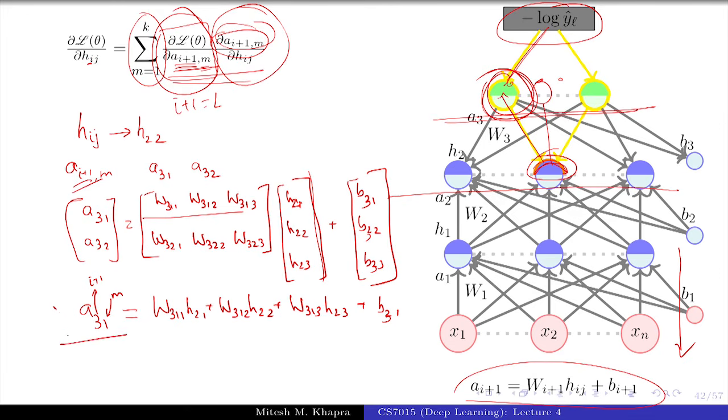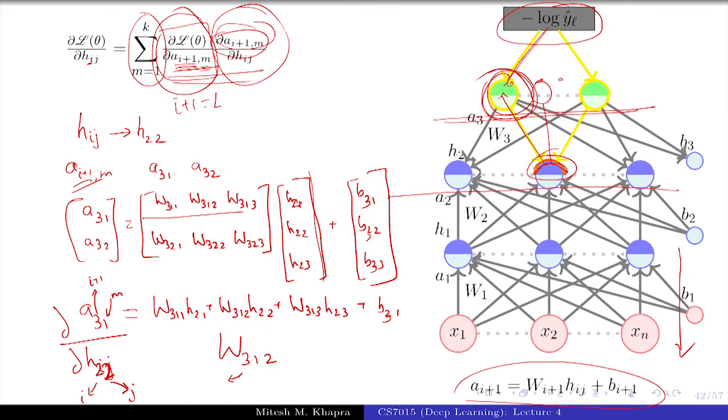Now I want the derivative of this with respect to H, I, J. Okay, in fact I want it with respect to H22, where this is I and this is J. Is this clear? What's this derivative? W312. Everyone fine with this? Okay. Now help me find this.